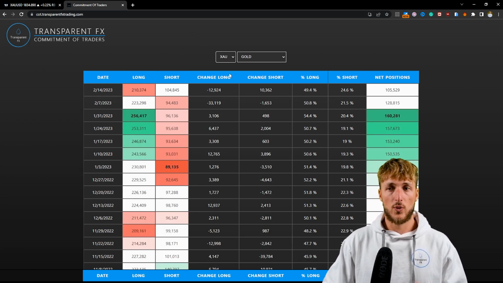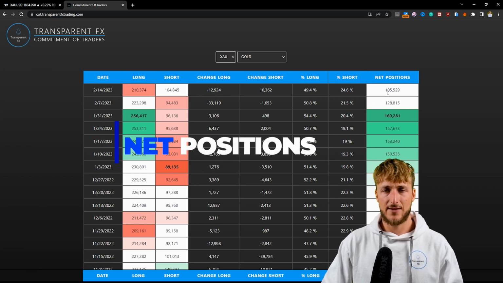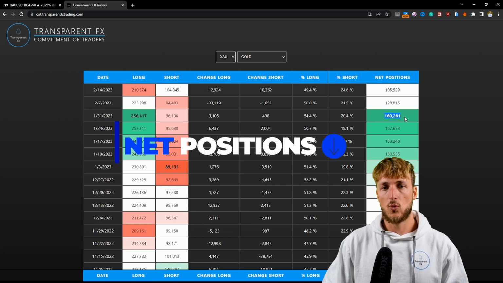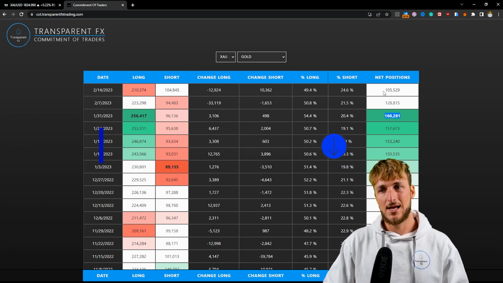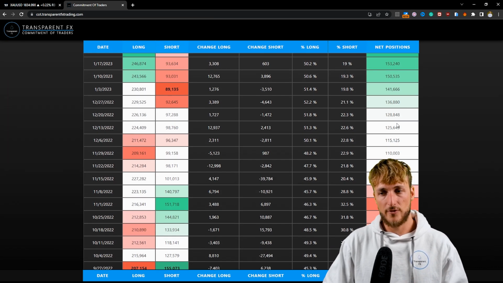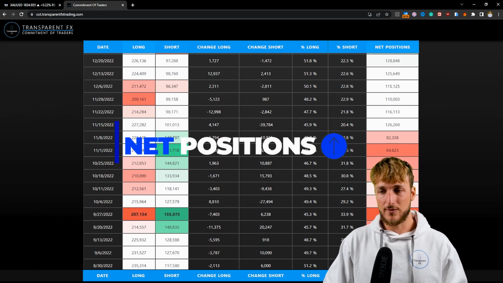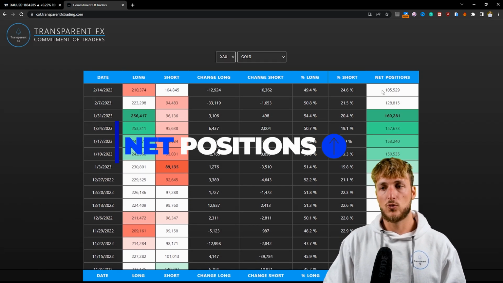for gold, what we can see is that with the last few reports, net positions have started decreasing. We went from 160k net positions down to 105k net positions. So we're starting to see a decreasing of the net positioning. However, if we look at the long term, net positions increased a lot. We went from 52k all the way up to 105k.